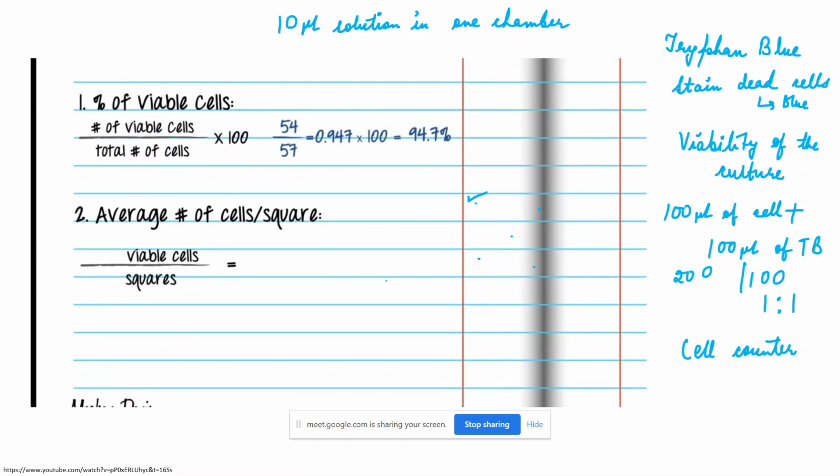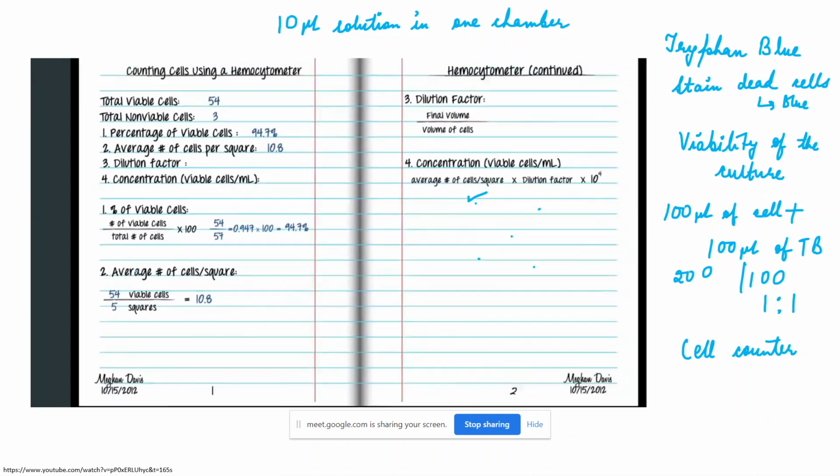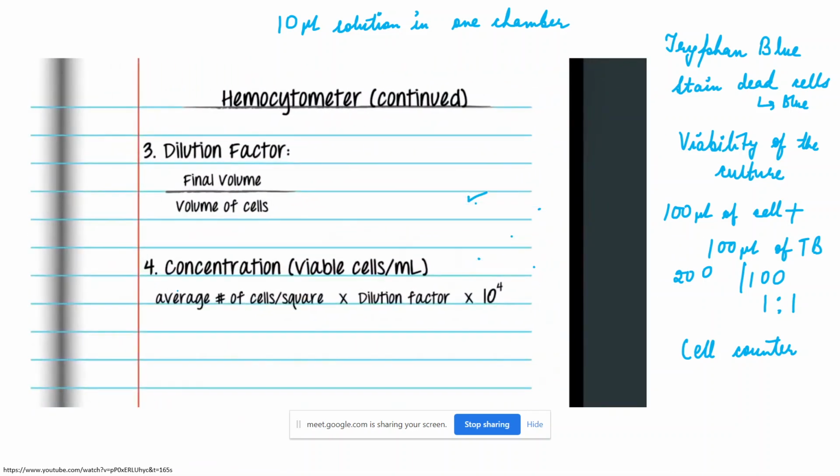The second thing is to calculate the average number of cells per square. We counted 5 squares, so it is 54 divided by 5. We are not taking 57 here because we only have to count the viable cells. So per square, we have around 10.8 cells.